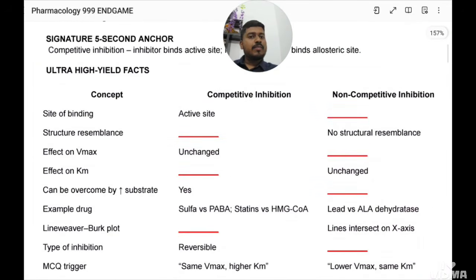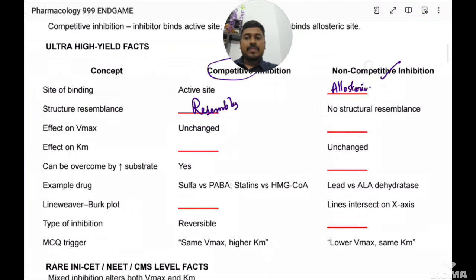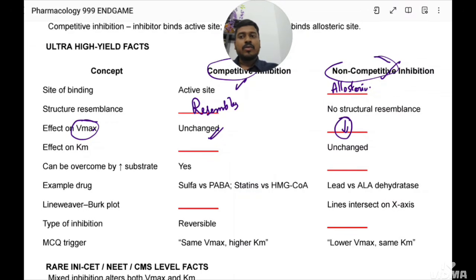What is the site of binding for a non-competitive inhibitor? Yes, it is the allosteric site. Now structural resemblance: a competitive inhibitor structurally resembles the substrate. Next, what is the effect on Vmax? Vmax means the speed. If the model of the car is the same, if the substrate and inhibitor structure are the same, then the speed is also the same. So in competitive inhibition it is unchanged. In non-competitive inhibition, there is an allosteric brake in the car, so Vmax decreases.